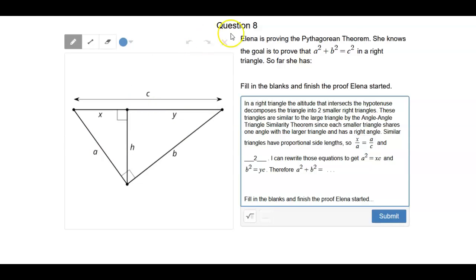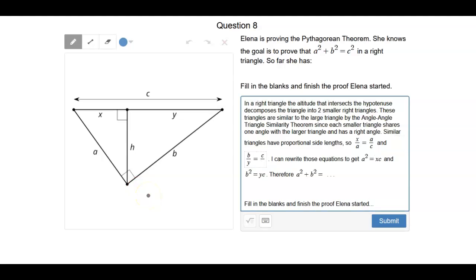And in the other triangle, we have, let's see, b over y is equal to, so we have b over y, so we have the hypotenuse and kind of the back is equal to c over b, the hypotenuse and the back here. So c over b.